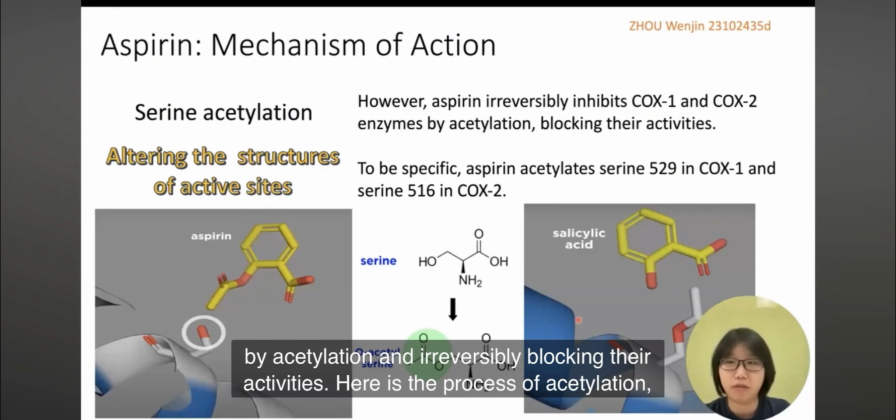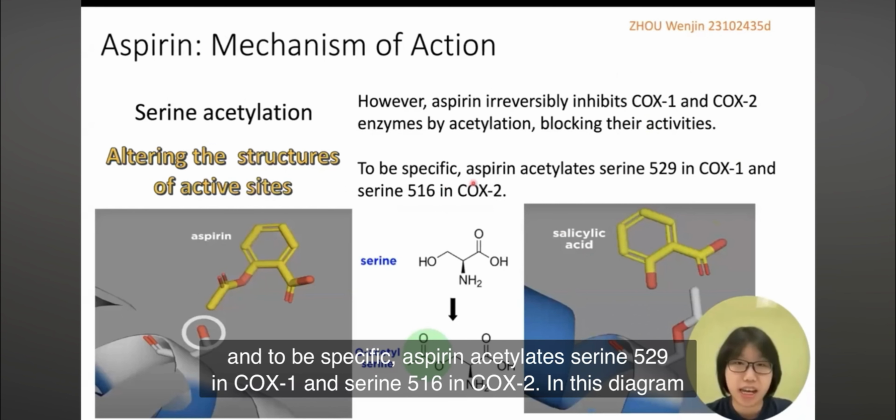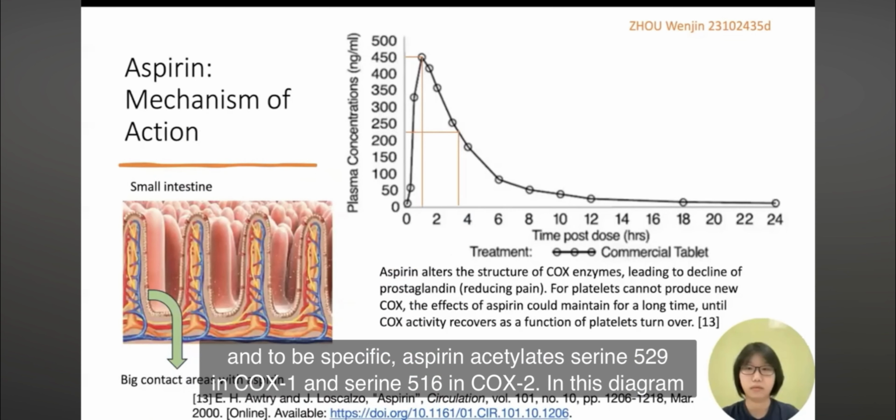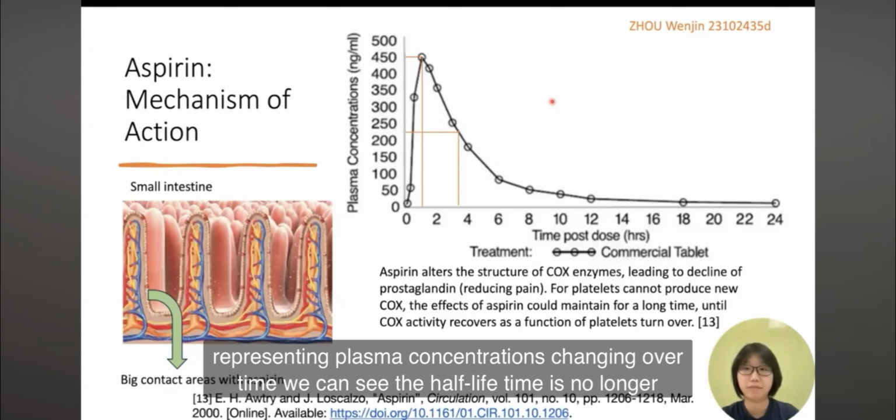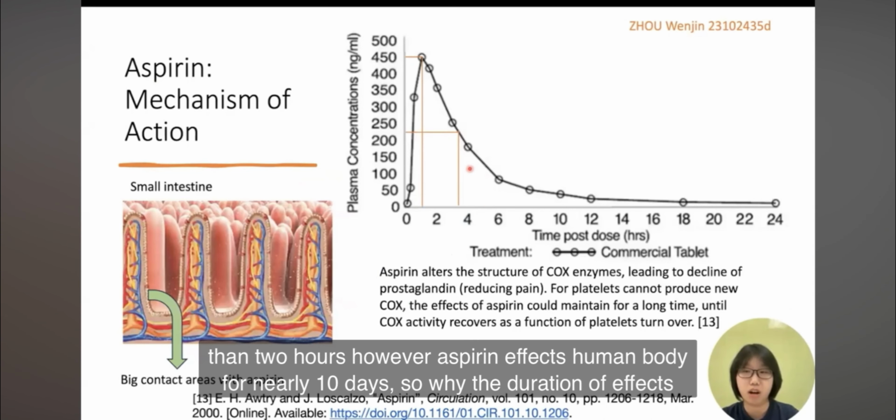Here is the process of acetylation. To be specific, aspirin acetylates serine 529 in COX-1 and serine 516 in COX-2. In this diagram representing plasma concentration changing over time, we can see the half-life is no longer than 2 hours. However, aspirin affects the human body for nearly 10 days.